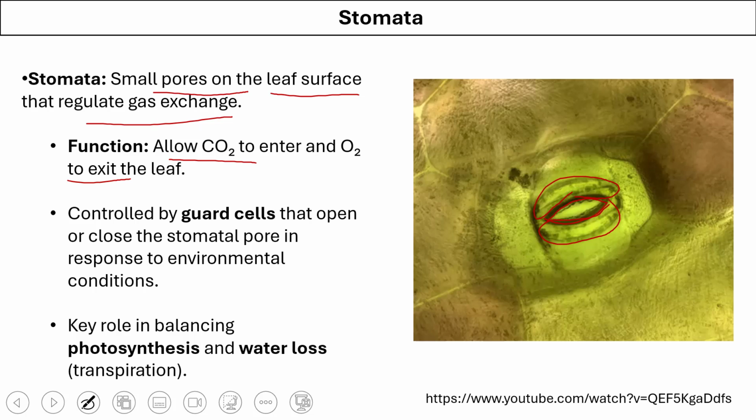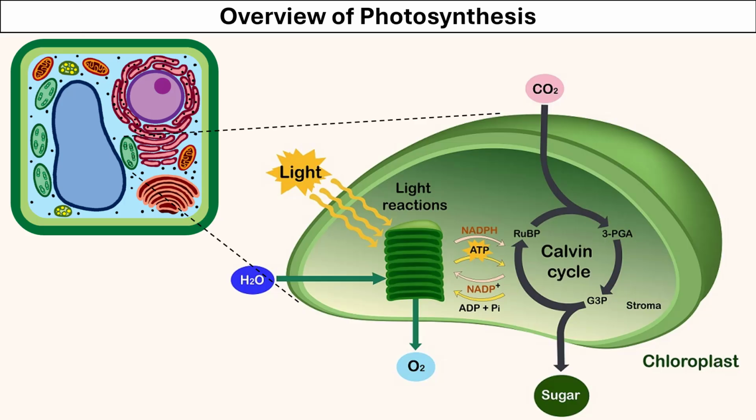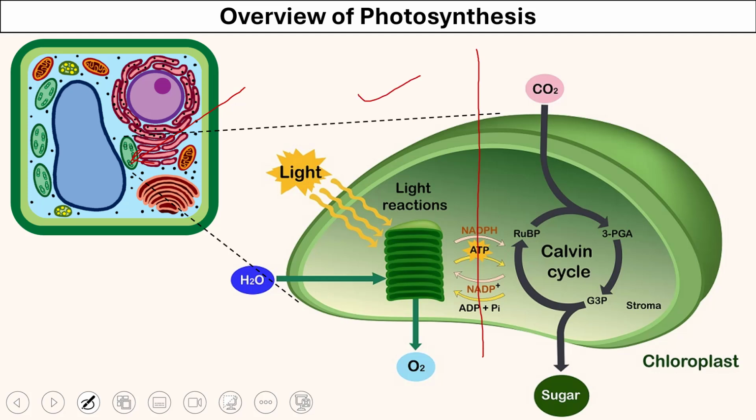Stomata keep a balance not only in the gas exchange during photosynthesis, but also in the loss of water during the process called transpiration. Let's look at the overview of photosynthesis. In a plant cell, photosynthesis occurs in the chloroplast. In the chloroplast, photosynthesis occurs in two main phases. One is a light-dependent phase in which light energy is required, and the other is the light-independent phase, also sometimes called the dark reaction, in which light is not required.